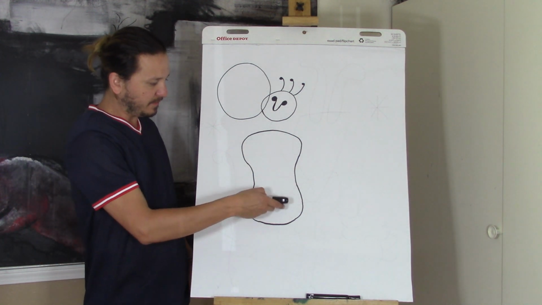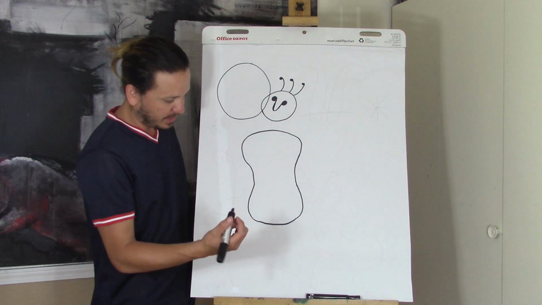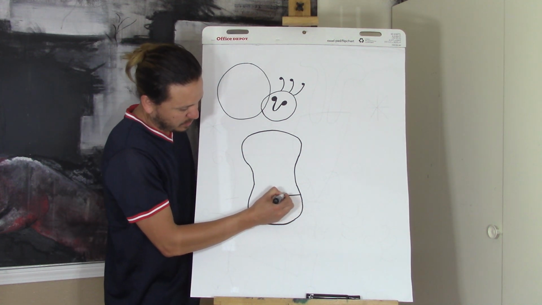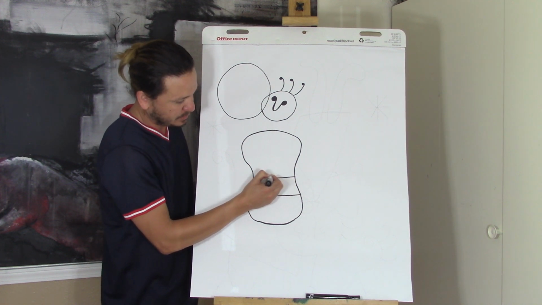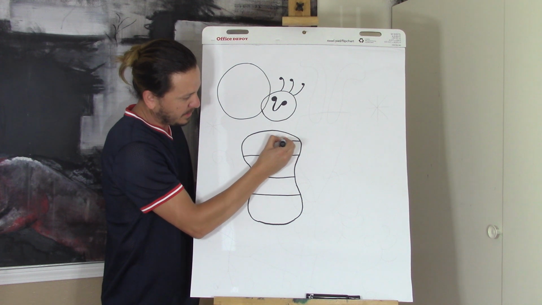Now inside of this form that we just made, you're going to add 4 horizontal lines. So there's 1, 2, 3, and 4.